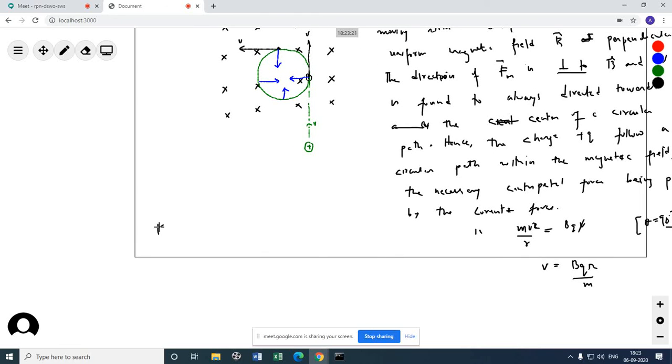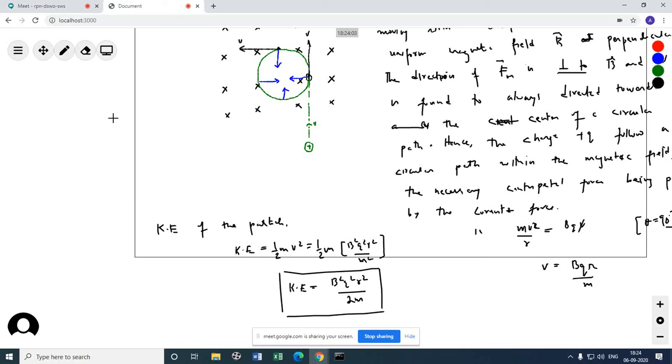But wait. Now, what is the kinetic energy of the charged particle? The kinetic energy of the particle will be half mv square. With m being the mass of the particle, substituting v, it is half m into B square q square r square by m square, right? So the kinetic energy will be B square q square r square by 2m. This is the kinetic energy.